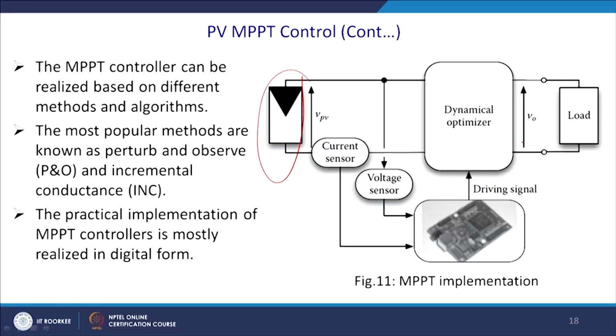So, the MPPT controller can be realized based on different methods and algorithms. The most popular, well-established methods are the PO method, that is perturb and observe, and the incremental conductance, or INC. The practical implementation of the MPPT controller is mostly digital. In the digital domain, nowadays a simple microcontroller can do that job. Otherwise, you can also use a complex FPGA.